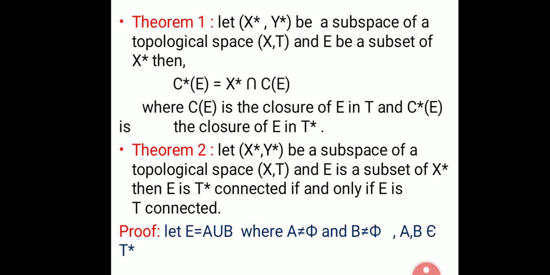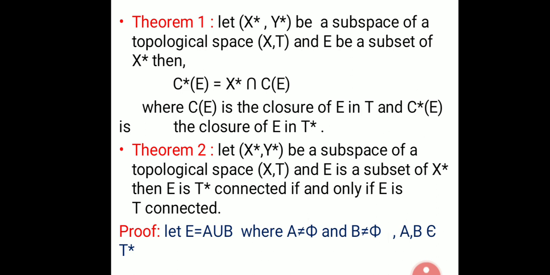Now, let's discuss some theorems. Theorem number 1. Let X* and Y* be subspaces of topological space (X, T) and E be a subset of X*. Then C*E = X* ∩ CE, where CE is the closure of E in T and C*E is the closure of E in T*. This theorem is very important as it is used in further theorems and examples.